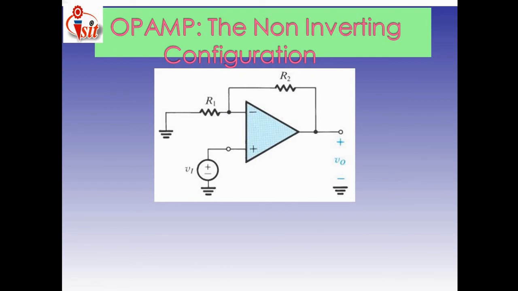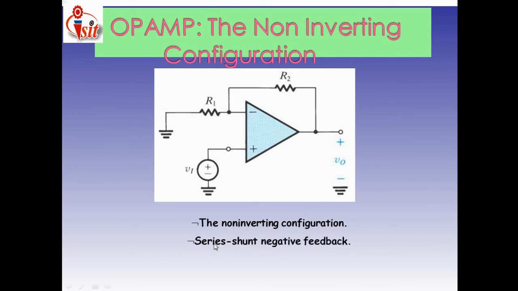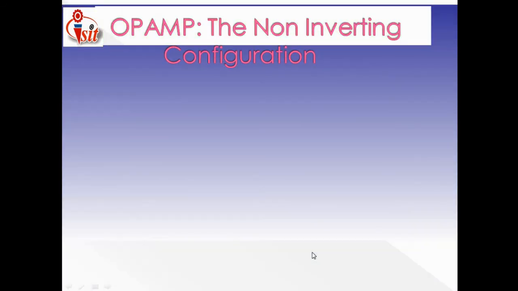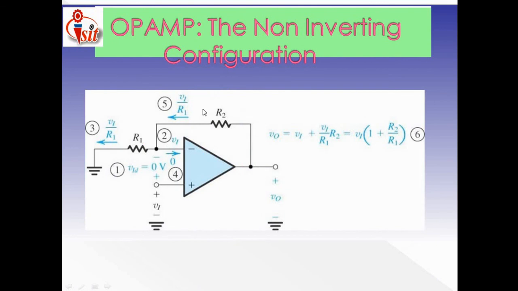Similarly, I have told you previously, the non-inverting configuration is also called series shunt negative feedback. The non-inverting configuration is again divided into 6 steps. It is similar in comparison with the inverting terminal. Only the word non came into the picture. What happened about that non? Just see here.